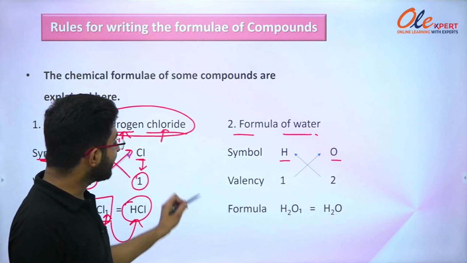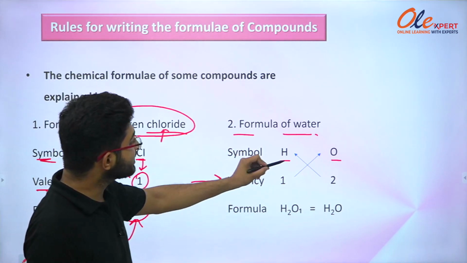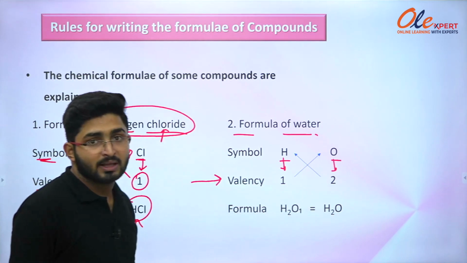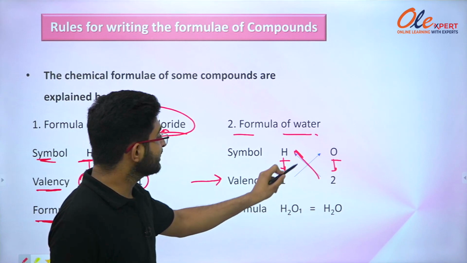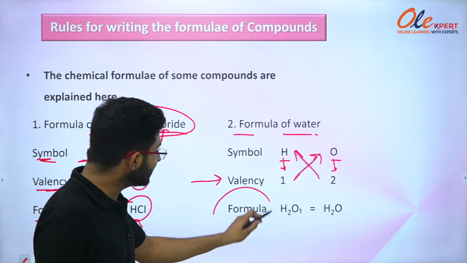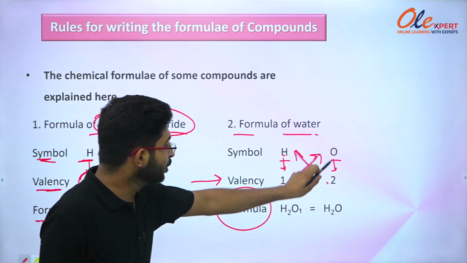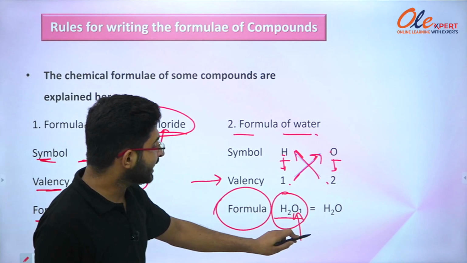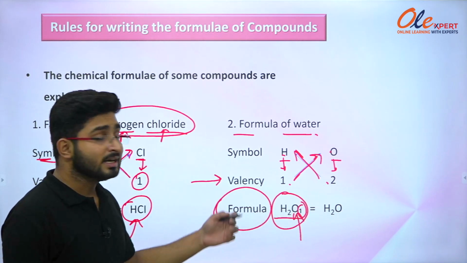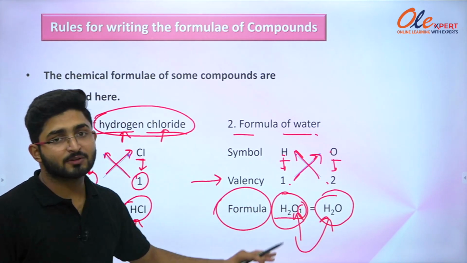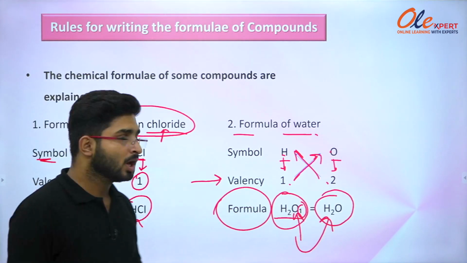Okay, after that you have to write the valency under them. The valency for hydrogen is 1 and the valency for oxygen is 2. Then we have to interchange the valency with both atoms, and then we will get the final formula as H2O1. But we know that we do not write 1, so the formula becomes as simple as H2O. So this becomes the final formula of water, that is hydrogen oxide.